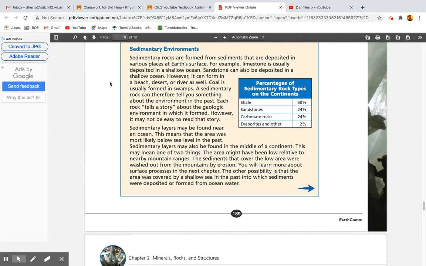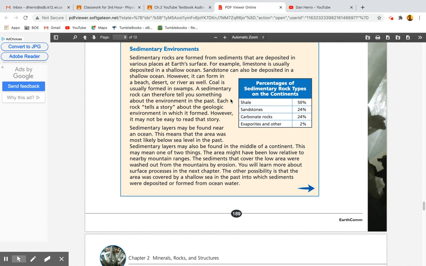Sedimentary rocks are formed from sediments that are deposited in various places at Earth's surface. For example, limestone is usually deposited in a shallow ocean. Sandstone can also be deposited in a shallow ocean. However, it can form in a beach, desert, or river as well. Coal is usually formed in swamps. A sedimentary rock can therefore tell you something about the environment in the past. Each rock tells a story about the geologic environment in which it was formed. However, it may not be easy to read that story.